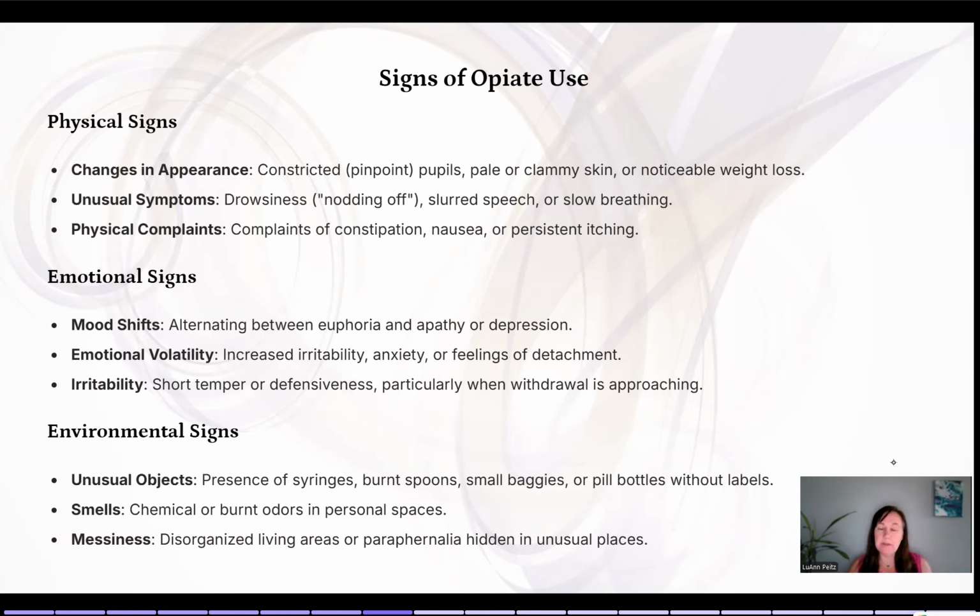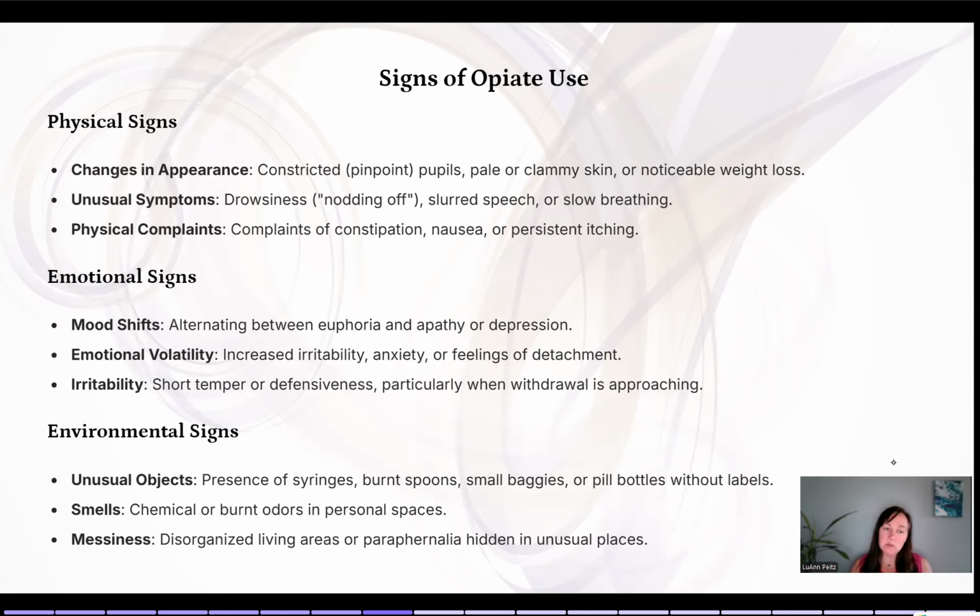Unusual symptoms might be drowsiness or nodding off, which is like falling asleep. Slurred speech or slow breathing. Physical complaints, complaints of constipation, nausea, or persistent itching. Emotional signs, mood shifts, alternating between euphoria and apathy or depression. Emotional volatility, increased irritability, anxiety, or feelings of detachment. Irritability, short temper or defensiveness, particularly when withdrawal is approaching.